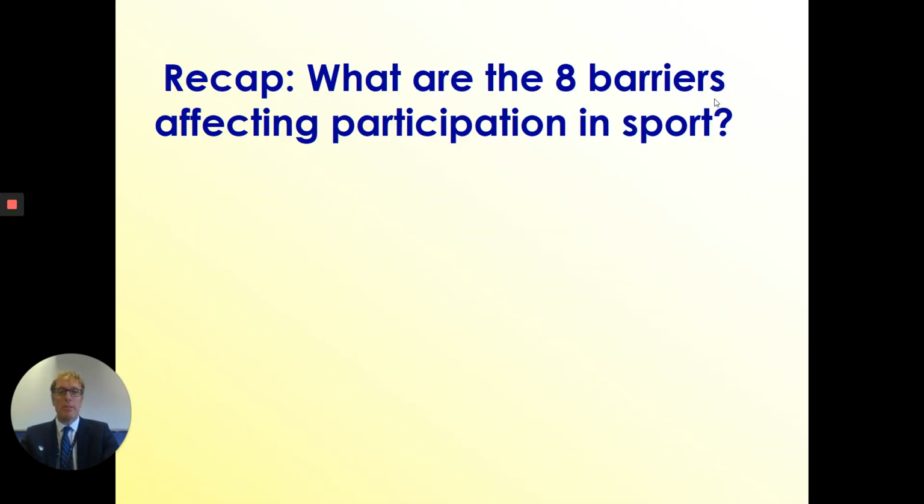On that pad of paper in front of you, I want you to jot down as many barriers as you can think of. And there's 8 main ones. There are more than 8, but there's 8 main barriers that can affect someone taking part or one of those user groups taking part in sports. Have a go at that and press pause now, please.